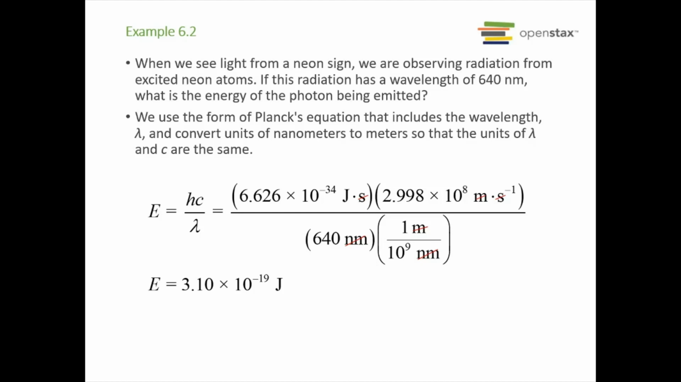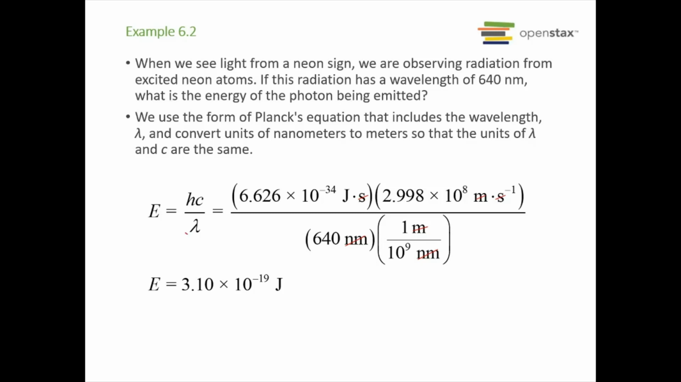So example 6.2 is doing another calculation, looking at neon signs. And what's happening is we're seeing radiation coming off of an excited neon atom. So let's say this radiation has a wavelength of 640 nanometers, and we want to know the energy of the photon being emitted. So we're going to use Planck's equation that has wavelength, the derived equation, and convert the units of nanometers to meters so that we have all of our units matching up. So that's one thing to make sure that you fix.